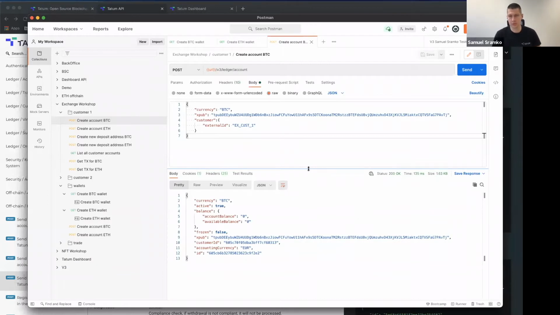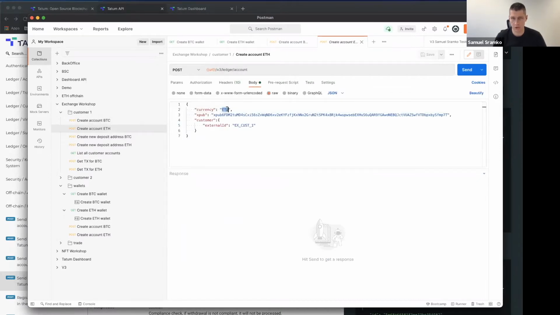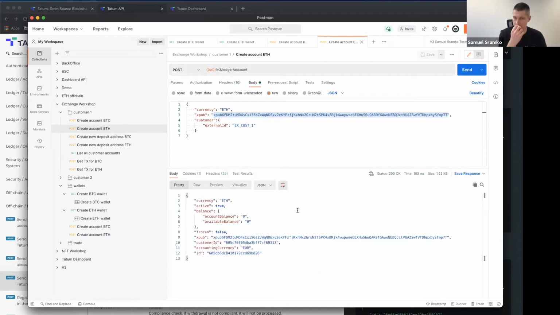As we can see as a result, an account was created. It has zero balance, so the account is empty, and it's of currency BTC. It belongs to a specific customer inside Tatum, and XPUB is assigned to that account. We can do exactly the same for Ethereum. We'll use the same API call. The only difference is the change of the currency for Ethereum, and we will change the extended public key for the wallet we have created for Ethereum. So we have created an account for Ethereum.